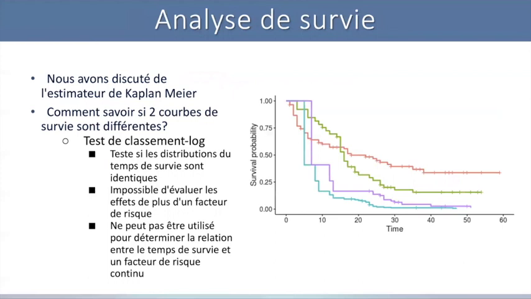Also in our first lecture, we discussed the Kaplan-Meier estimator, and we made survival curves based on data that we had. So how do you know if two survival curves are different? You can do something called a log rank test, which tests if distributions of survival time are identical, but can't evaluate the effects of more than one risk factor at a time, and can't be used to determine the relationship between how long somebody survives and any risk factor that's continuous.